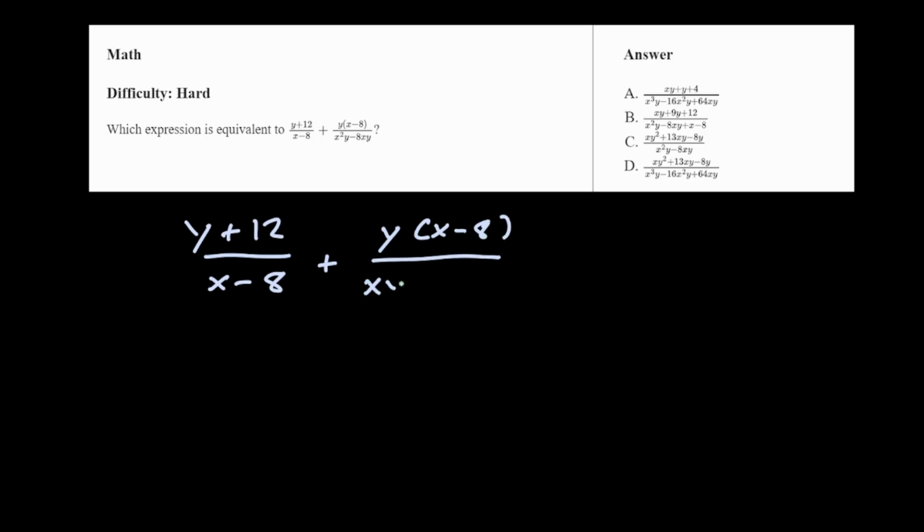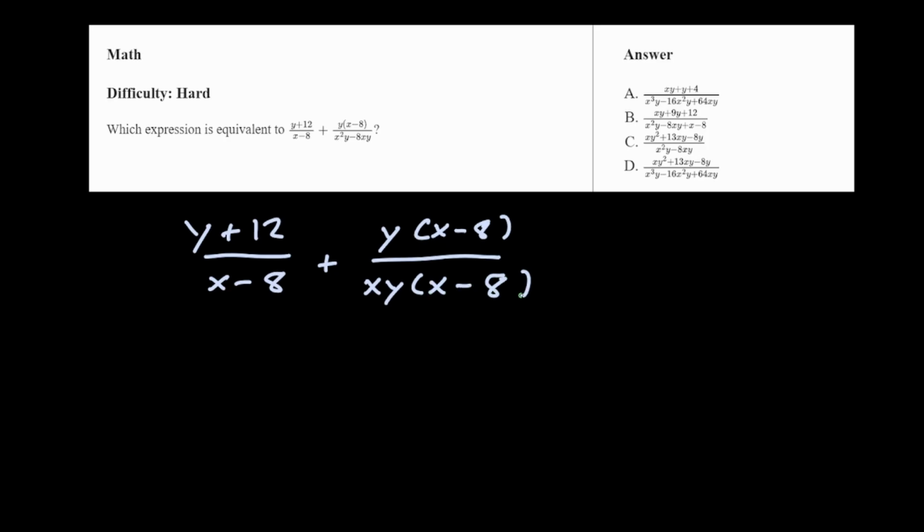This question says, which expression is equivalent to this? And we have answer choices. And if we look at our answer choices, some of them could be simplified, but for some reason College Board decides not to simplify them. So let's not cancel anything after we factor this. So first, let's write this as y plus 12 over x minus 8 plus y times x minus 8 over xy times x minus 8.